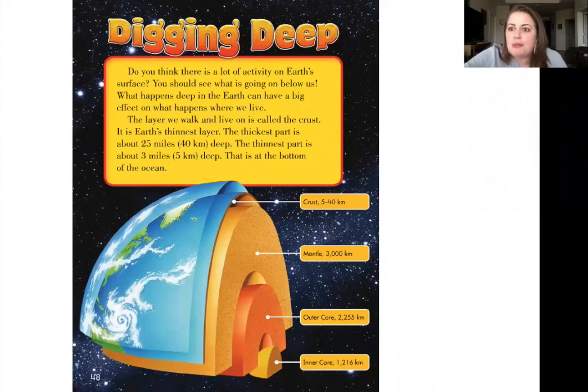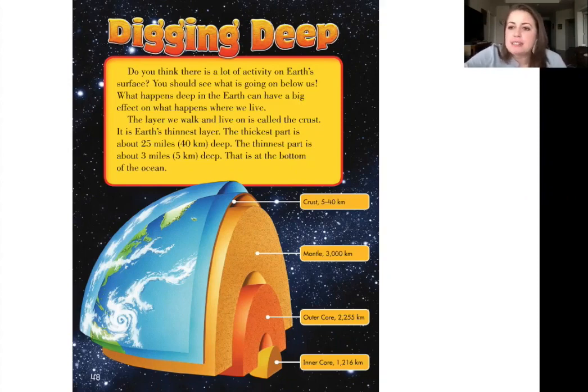The layer we walk and live on is called the crust. It is Earth's thinnest layer. The thickest part is about 25 miles or 40 kilometers deep. The thinnest part is about 3 miles or 5 kilometers deep. That is at the bottom of the ocean.